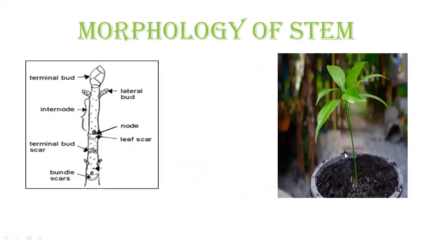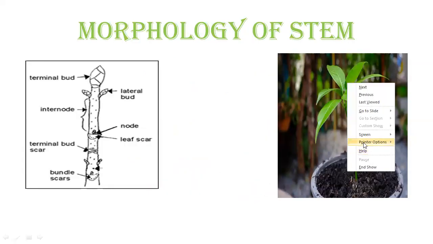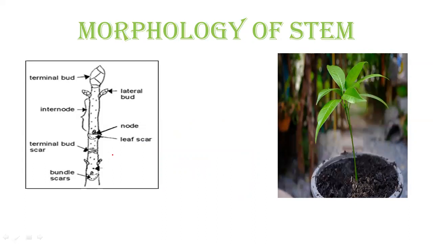Next, when we see the morphology of a stem, we found that on the stem there are some swollen points. These are known as nodes. From nodes, new leaves and branches grow. And the space between two nodes is known as internode.